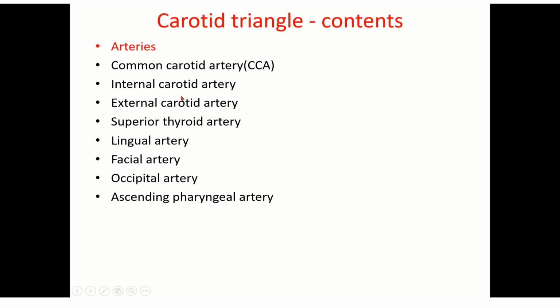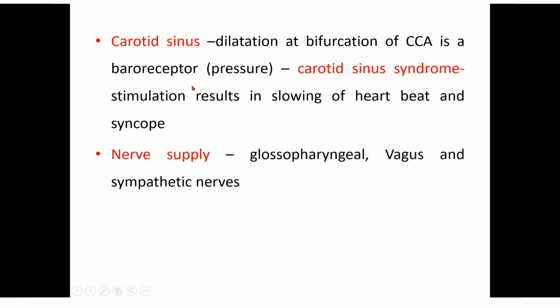But once we try to dissect out the branches, we have to dissect out a very narrow space to find these arteries like the superior thyroid artery, lingual artery, facial, occipital, and ascending pharyngeal. So in dissection, we'll try our level best to see the majority of these arteries. Then at the bifurcation of the common carotid artery, as I said earlier, there will be a dilatation, a bulb-like dilatation that is called the carotid sinus.